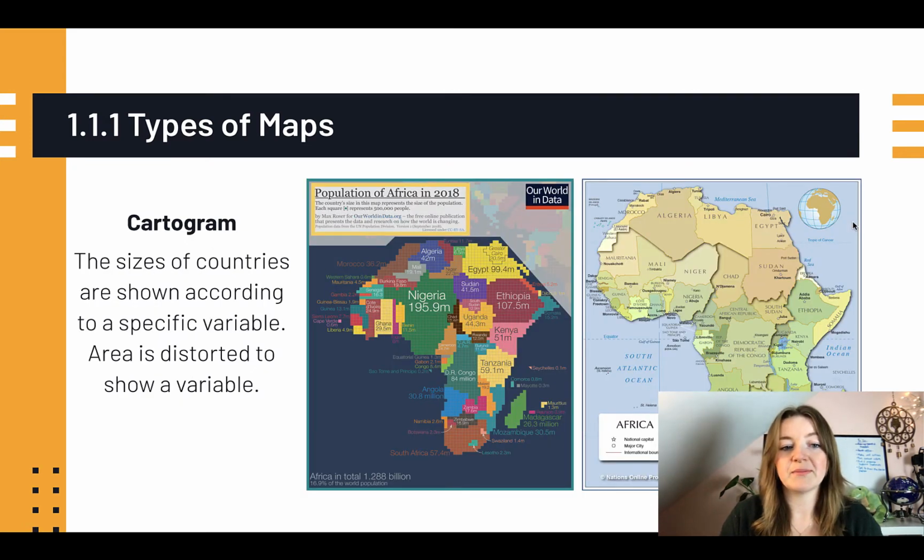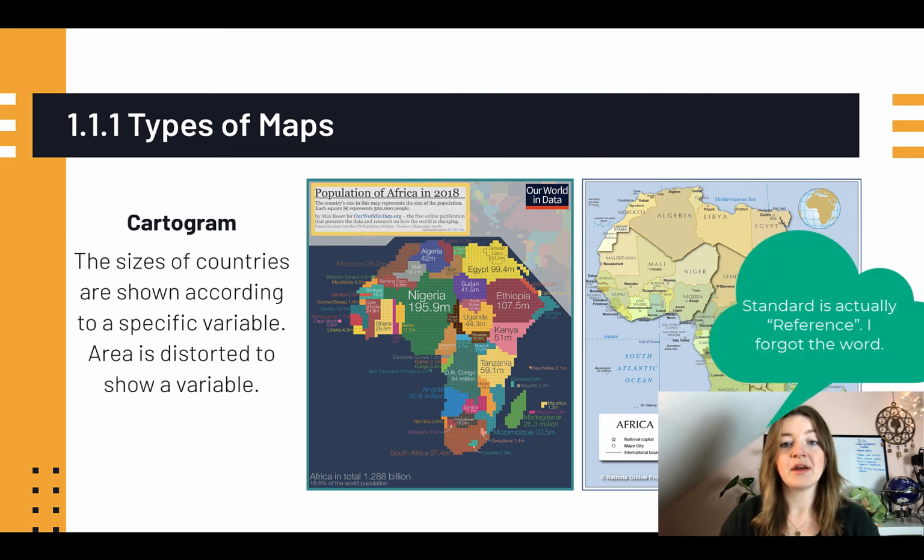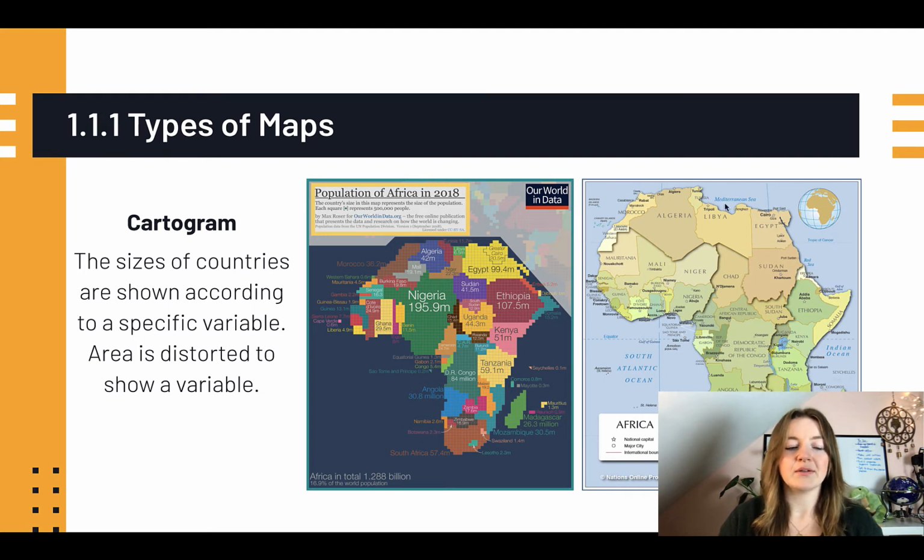Then we have cartograms. This is showing us a specific variable, but the size of the map is related to that variable. So it can give us some really funky looking maps. And here we're looking at two different maps of Africa. One would be our standard type of map that we look at, and the second would be our cartogram. That first one, standard, is the word I was looking for, political. And the second is our cartogram, so we can see that the states or countries are different sizes based on the population.